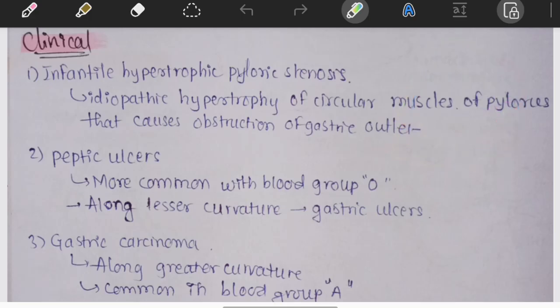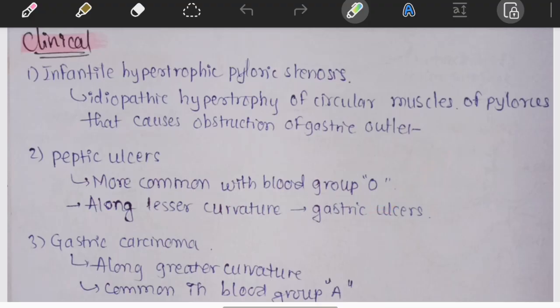Second one is peptic ulcer, more common with blood group O. For your exams, know the association as taught in standard anatomy notes, but don't confuse association with causation. The anatomical point that's especially important is the lesser curvature. Why? Because the lesser curvature contains the gastric arteries, so an ulcer here can potentially erode into the blood vessels and cause significant bleeding.